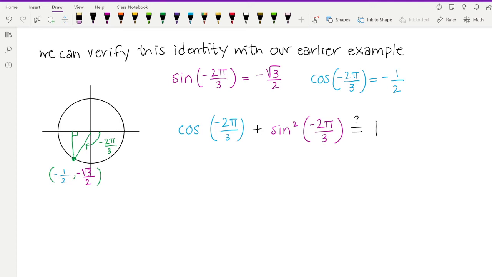Remember that cosine squared, like this, just means the exact same thing as taking cosine and then squaring it. I'm going to leave it written like this, but when you're actually evaluating sine or cosine squared, the way you do it is by finding the value of cosine and squaring it, and then finding the value of sine and squaring it. We found earlier that cosine of negative 2 pi over 3 was negative 1/2. And we found that sine of negative 2 pi over 3 was equal to negative square root of 3 over 2.